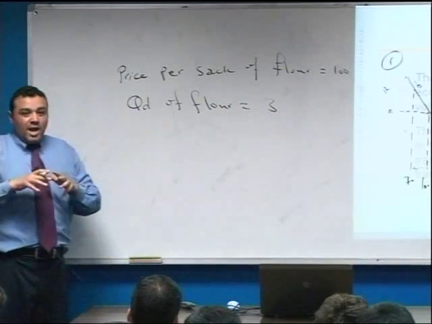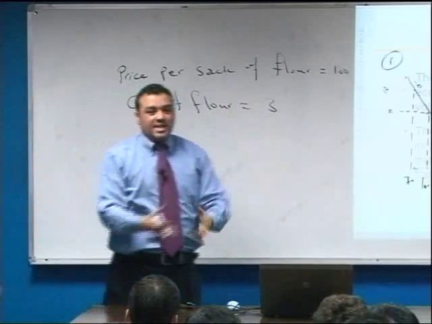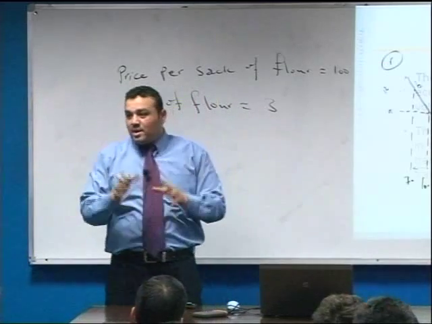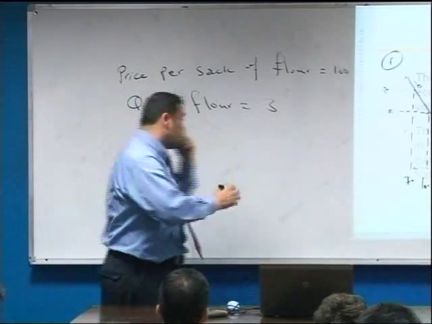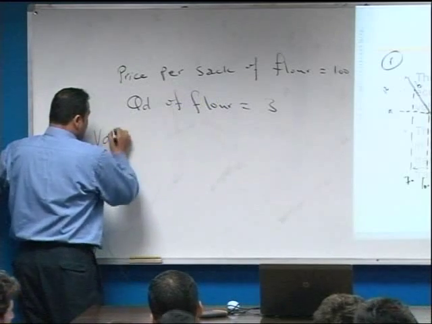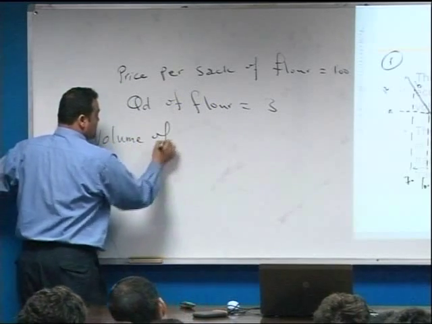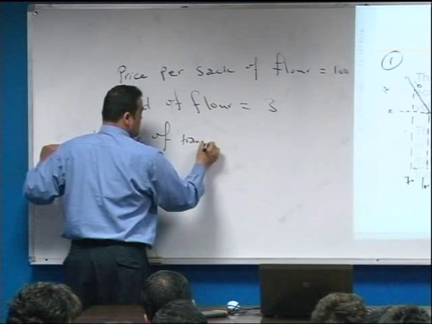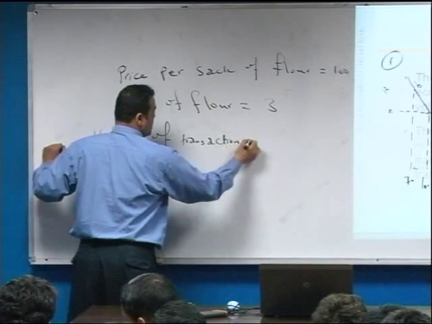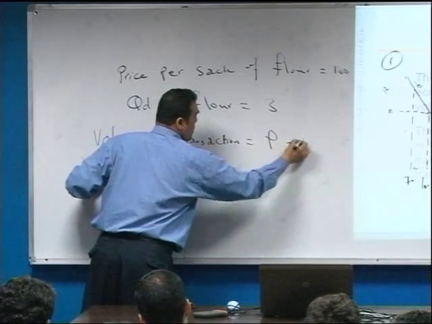تمام؟ How much is the value of the transactions? قديش القيمة للمعاملة كلها؟ So it's what's called the volume of a transaction: the price times the quantity.